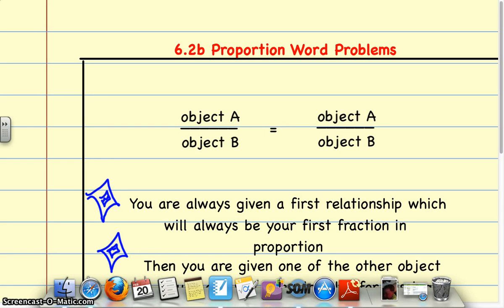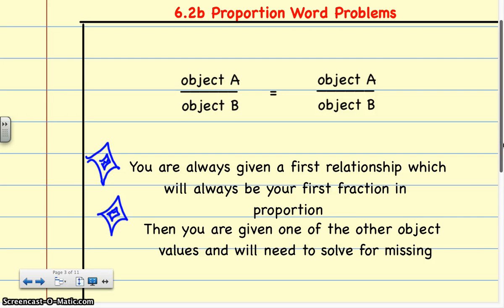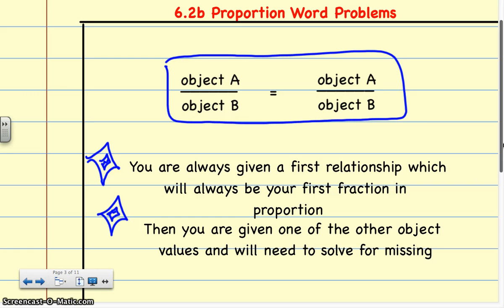Okay, in 6.2, we're doing proportion word problems. And we have this initial proportion. It's object A over object B equals object A over object B. And how we read this is A is to B as A is to B. Reminder that a proportion means that it's an equality of two fractions, okay? Their cross products will be equal.